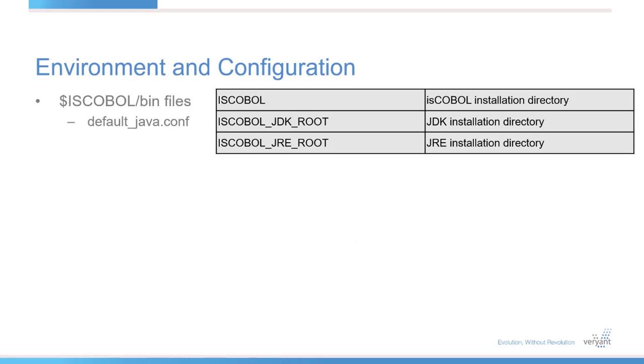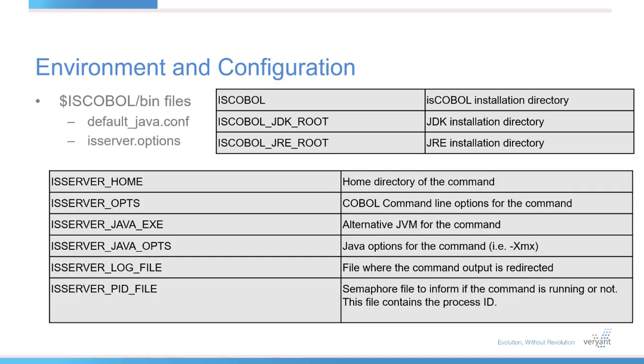The isserver wrapper is in the isCOBOL bin folder, and it looks at two other files in the bin folder to decide the environment and configuration that it's going to use when it starts. The first one is the default java.conf. That contains the environment settings, the location of isCOBOL and Java. And by the way, this is used by all of the wrappers in the bin folder.